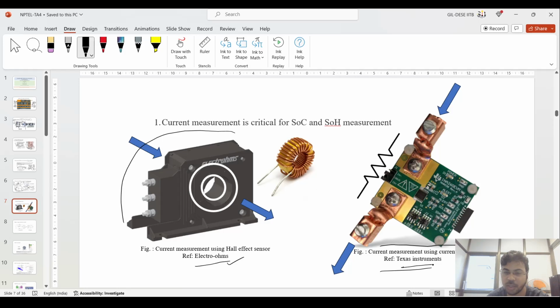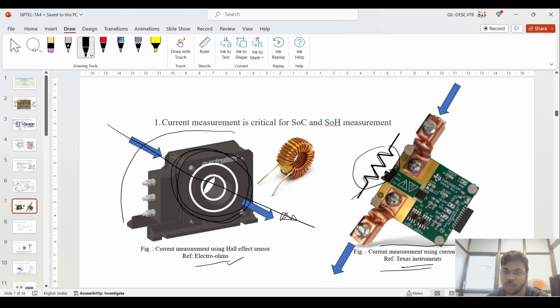I have taken this Hall effect sensor from the Electro Ohms website, and the right side image is taken from Texas Instruments. So this is the basic functionality. If you pass the current through the center of this Hall sensor, then a magnetic field is created. That magnetic field is used to sense and measure the current which is flowing inside this battery pack.